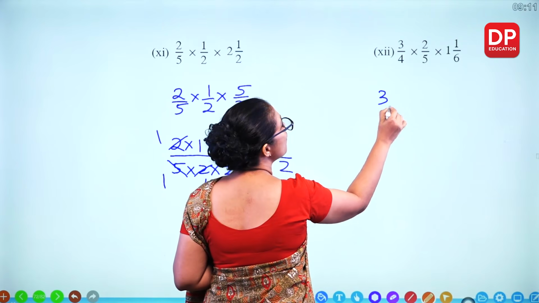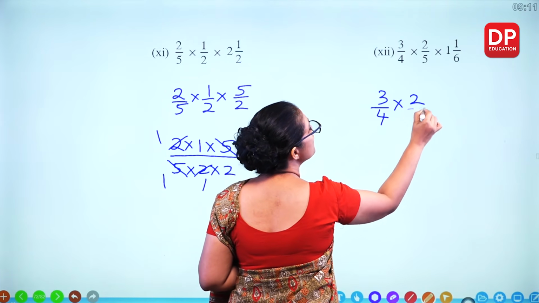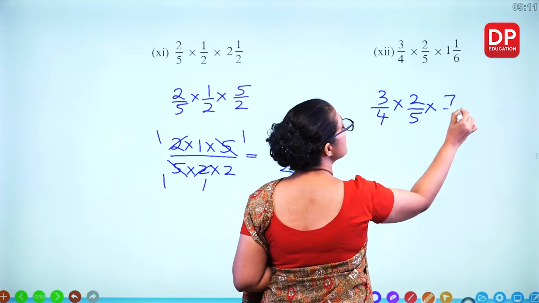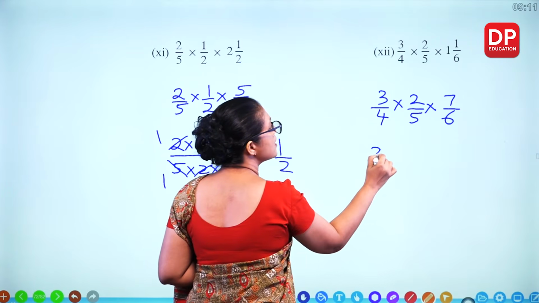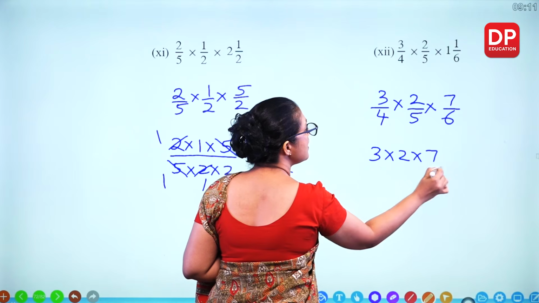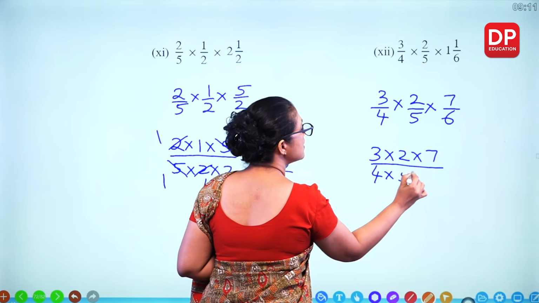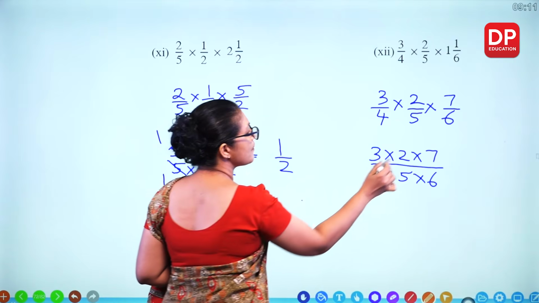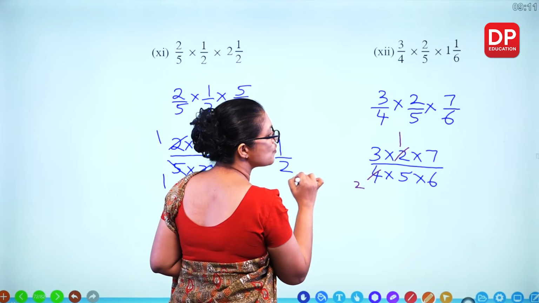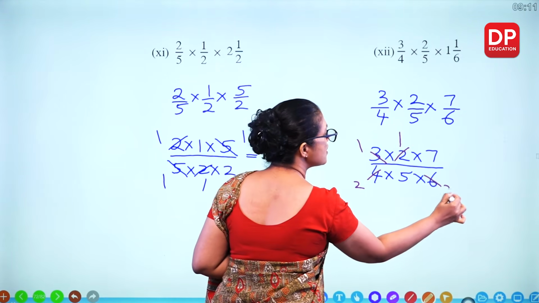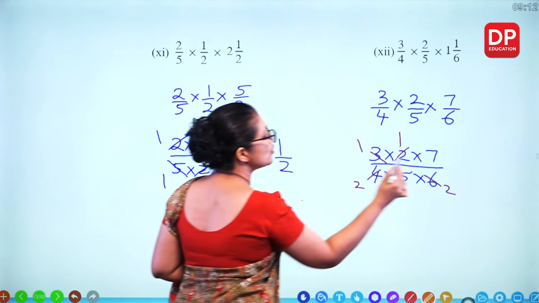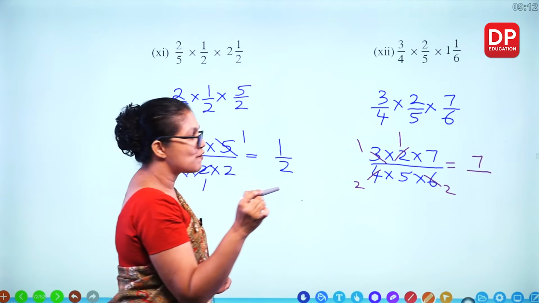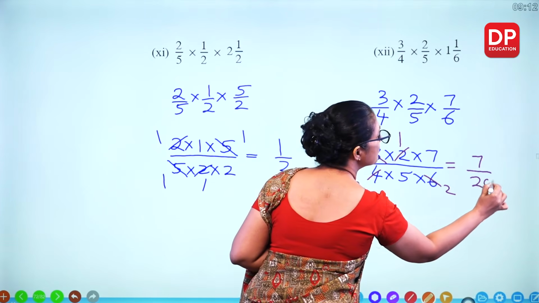This one 3/4, 2/5. And here 6 times 1, 6 plus 1, 7/6. Multiply the numerator separately and denominator separately. Simplify this. 2 times 1, 2 times 2. 3 times 1, 3 times 2. So you get 7 over 2 times 2, 4, 4 times 5, 20.